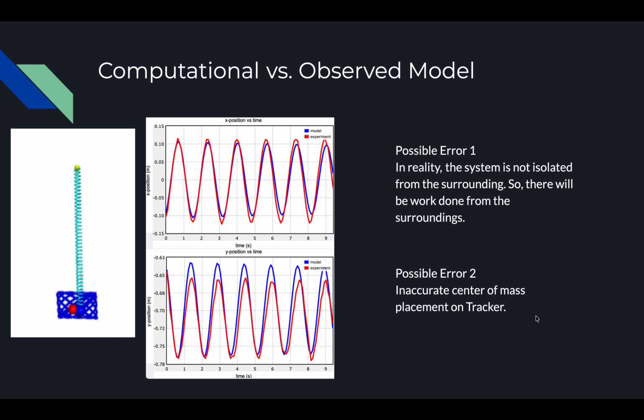So our computational versus observed model. As you can see, it's very similar but not completely perfect, so that means there are some sources of error. Possible error number 1: in reality, the system is not isolated from the surroundings, so there will be work done by the surroundings. Possible error number 2: inaccurate center of mass placement on Tracker.